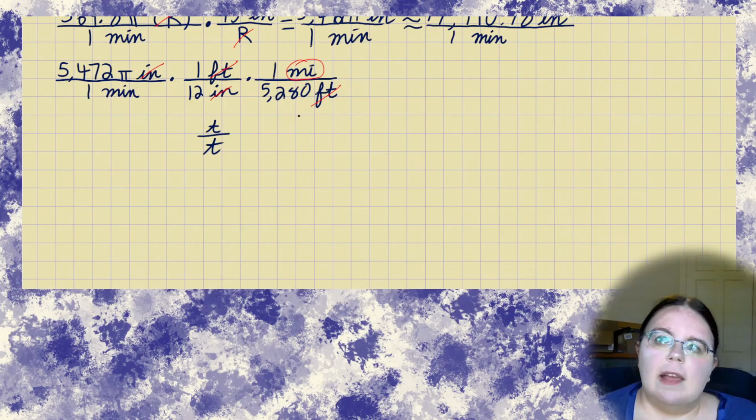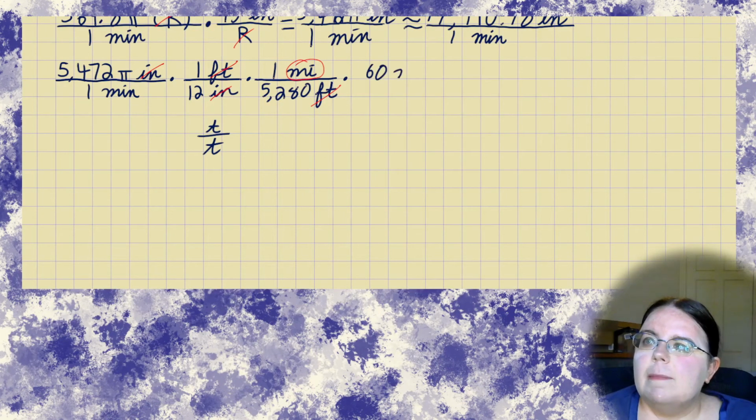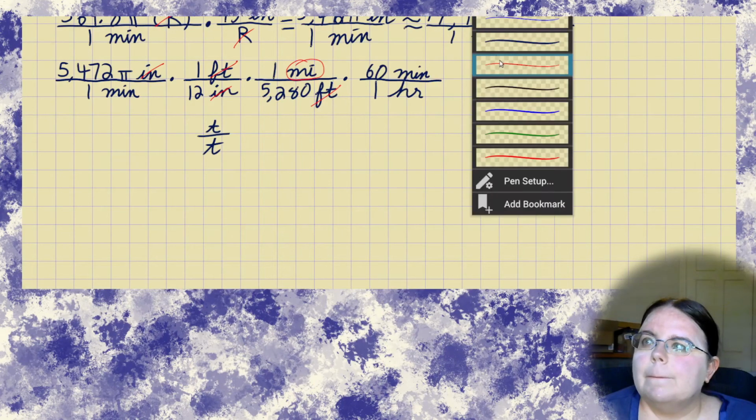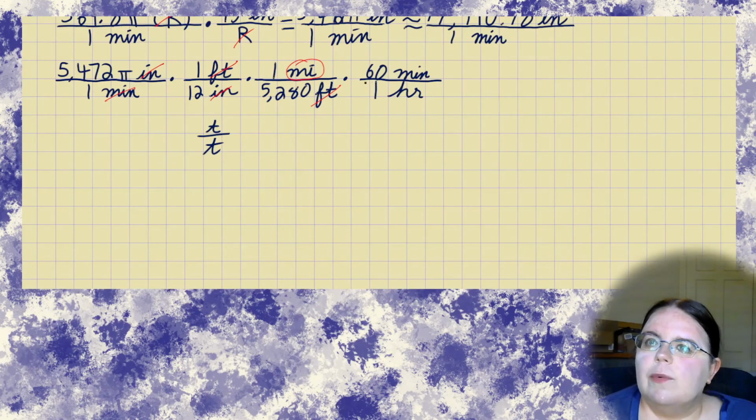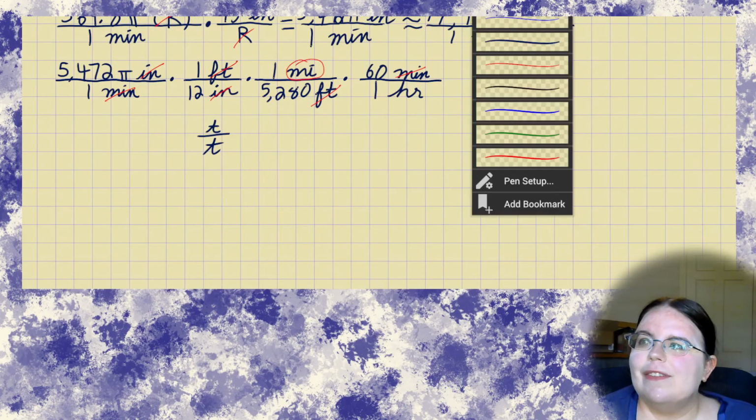I'm in minutes, I want hours, that is easy. 60 minutes is 1 hour. Again, it's just the same over same. Unwanted minutes cancel, and again, this is just fraction simplification, numerators and denominators.